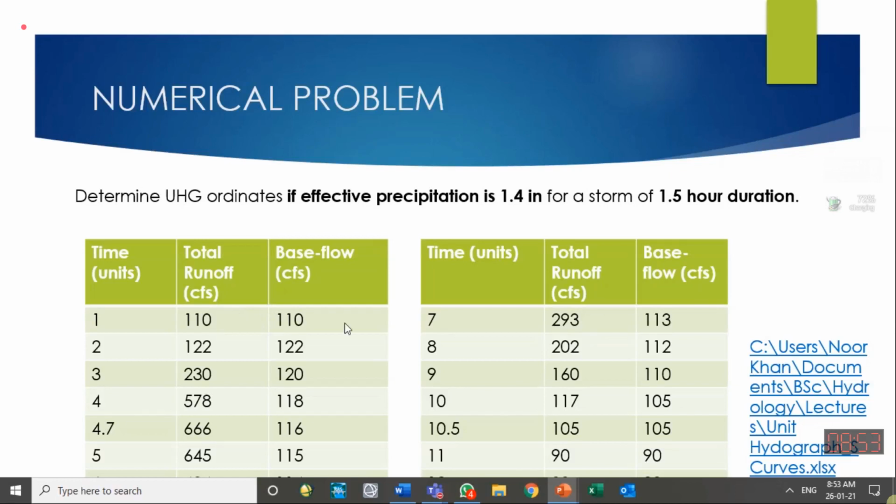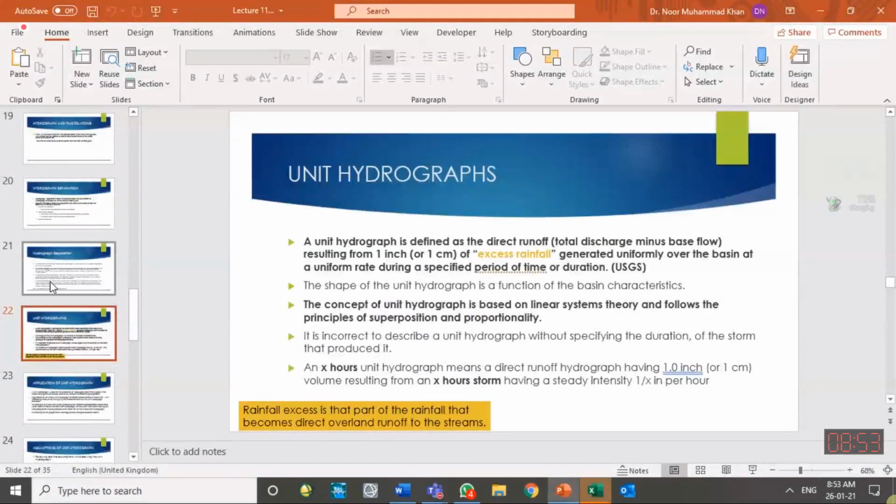So by subtracting this, you will be getting DRO for effective rainfall of 1.4 inch converted for 1 inch. That is how it can be done in Excel, and that is shown over here in Excel, already done.